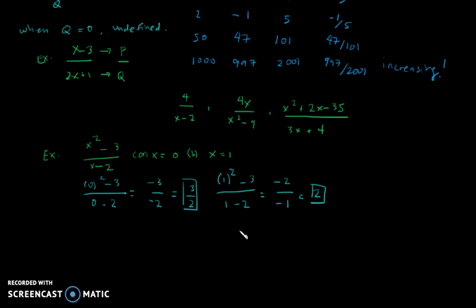Okay, now, how about you try this one? How about x squared minus 5 all over x minus 1? For letter A, you have x equals 2. For letter B, you have x equals negative 1. So it's for you to try.